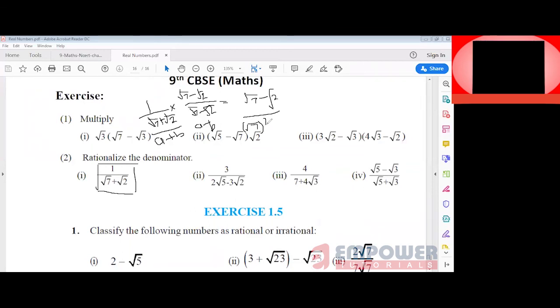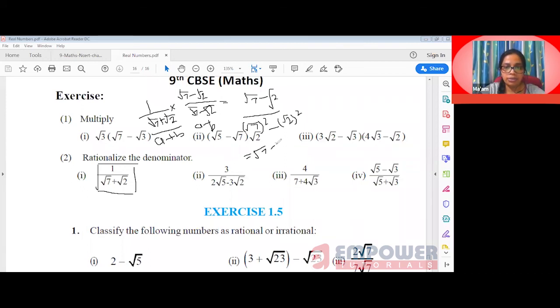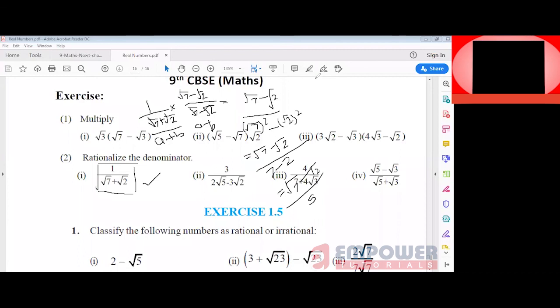minus the square of root 2, right? Yes, ma'am. So this will be equal to root 7 minus root 2 upon, the square of root 7 is 7, minus 2, right? So this will be root 7 minus root 2 upon 5. So 5 will be the denominator of this. Got it? Yes, ma'am. This is how you have to solve.